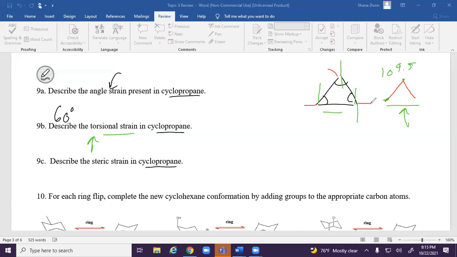Shane? Yeah? Why does it have high torsional strain? I'm going to explain that. For the people in the room with a model kit, I can show you. Show the easiest one. And just put hydrogens on everyone possible.